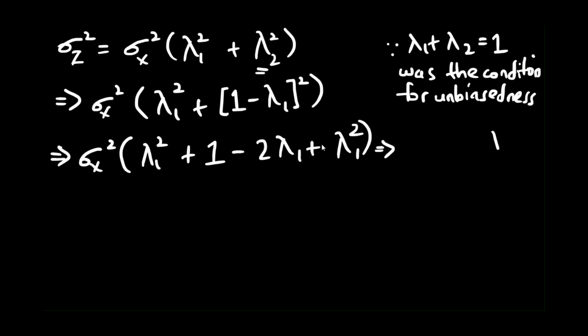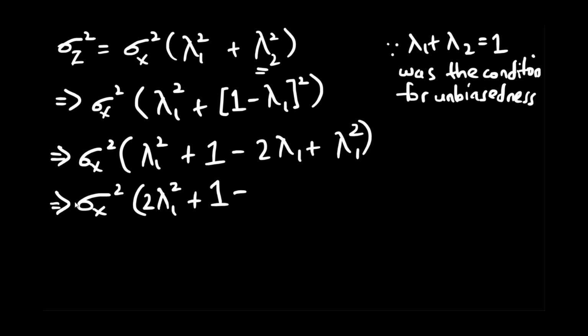In fact, it's a good idea to continue on the next line. So when we simplify it, it becomes sigma squared x times, so this is going to be added, right? So we get lambda 1 squared, but this is going to be 2 times lambda 1 squared plus 1 minus 2 times lambda 1. Okay, so this is what we get.